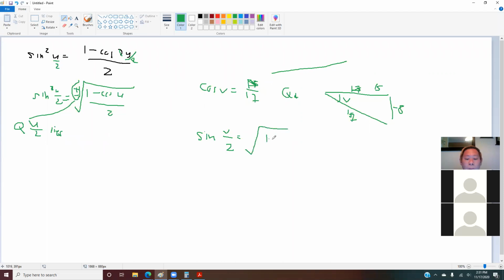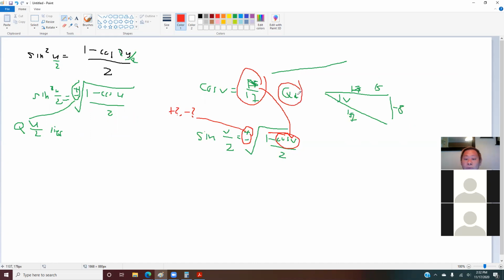root of 1 minus cosine v over 2, plus minus. Now, the cosine v over 2 is not a problem because we already know this is 15 over 17. The problem here is this fellow. Should we take plus or should we take minus? So what you need to do here is figure out what's going on with this plus minus.